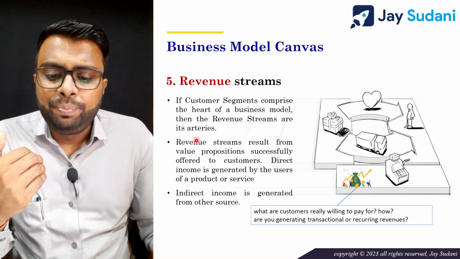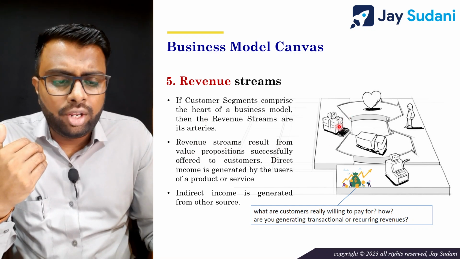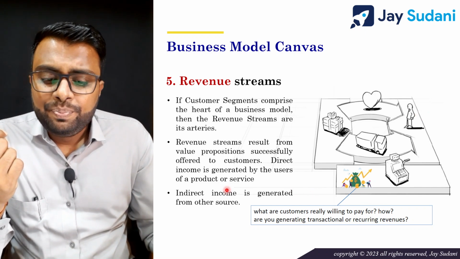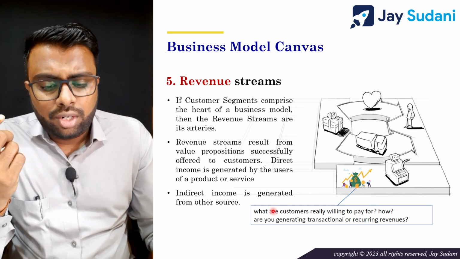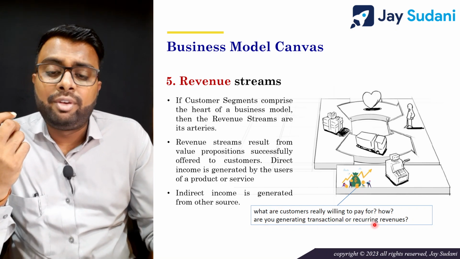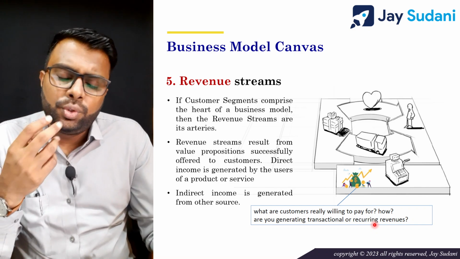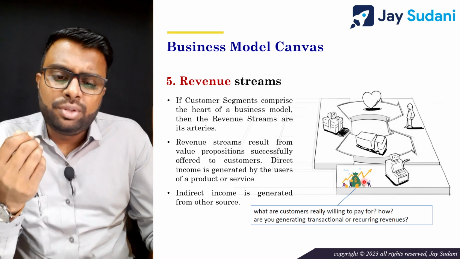streams to flow. Revenue stream results from a value proposition successfully offered to the customer. Once you offer your value to the customer, the customer will pay you for that. Indirect income is also generated from other sources as well. So ask yourself, what are customers really willing to pay for? How are you generating transactional and recurring revenues? Many times, like YouTube, for example: YouTube is free for users, but they generate revenue from advertisements. So mention over here what kind of revenue streams you are following.